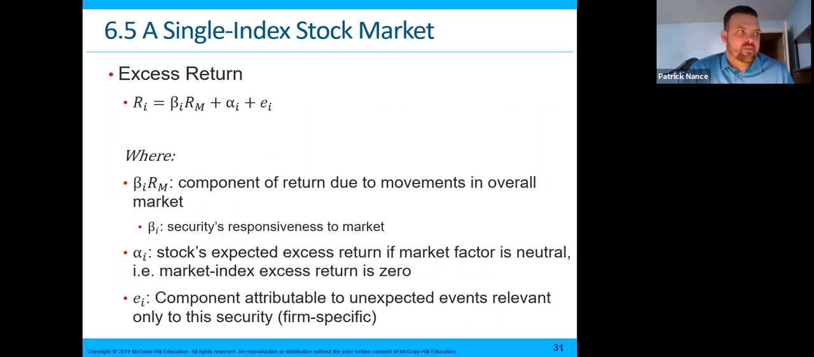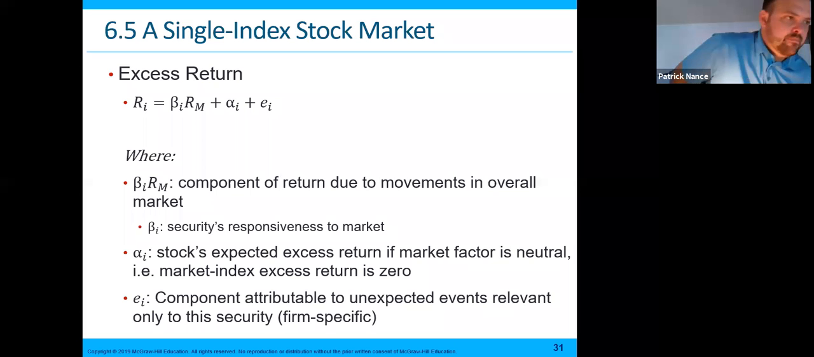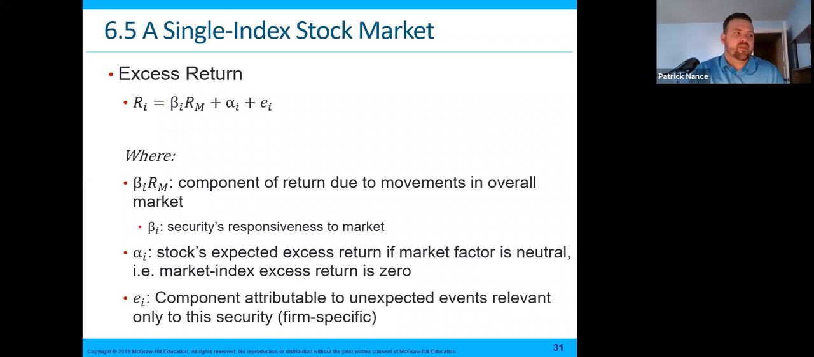So my excess return, Ri equals beta i times Rm. This is a component that's due to movements in the overall market. So beta i is the security's responsiveness to the market. And remember, the beta is just how much it changes based on what the rest of the market's doing.